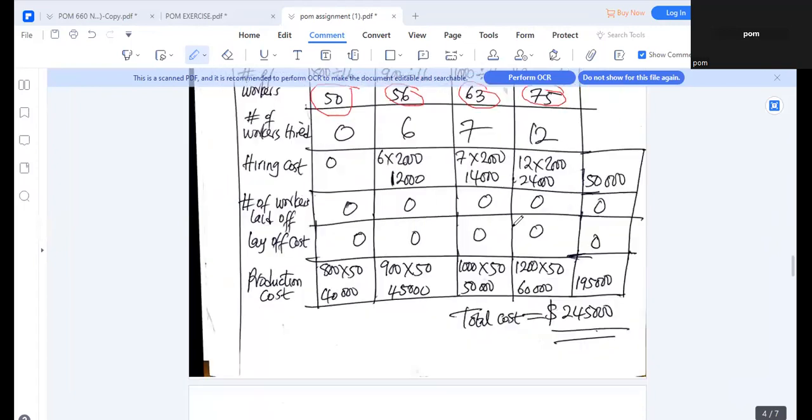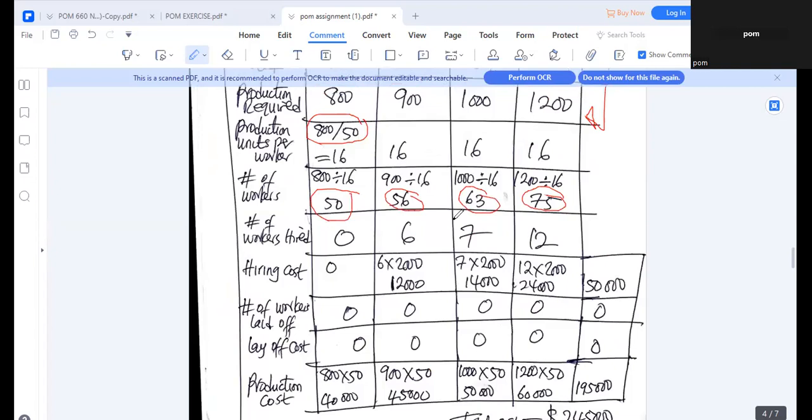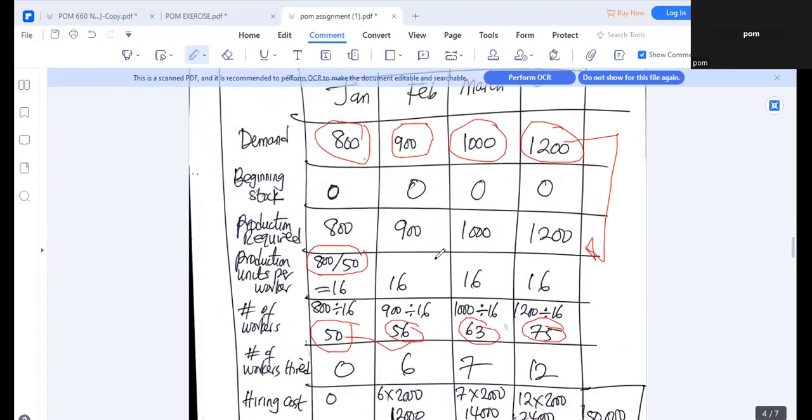So here we have workers hired. We hired 6 workers in February because of the variation in workforce. In March, we hired 7 workers, the difference here. Then between March and December, we didn't work during any other month. From March, we only worked in December when we needed 75. So we had 12 more workers.